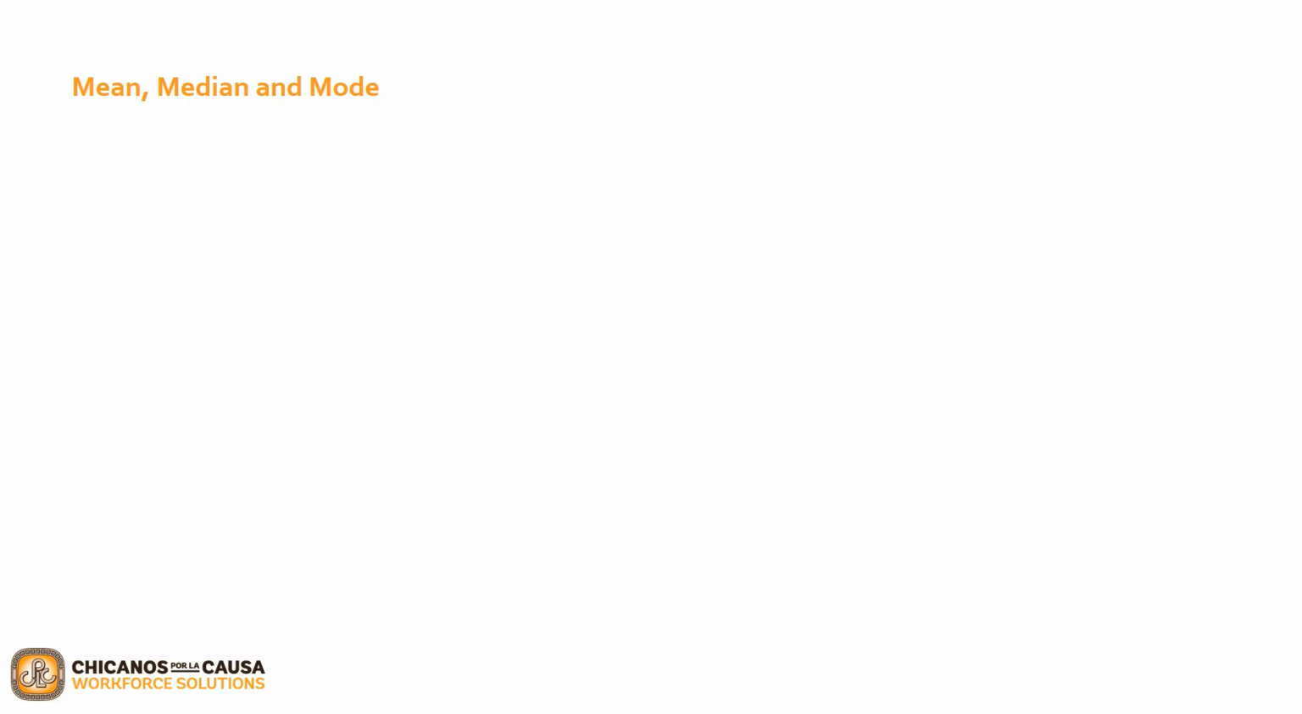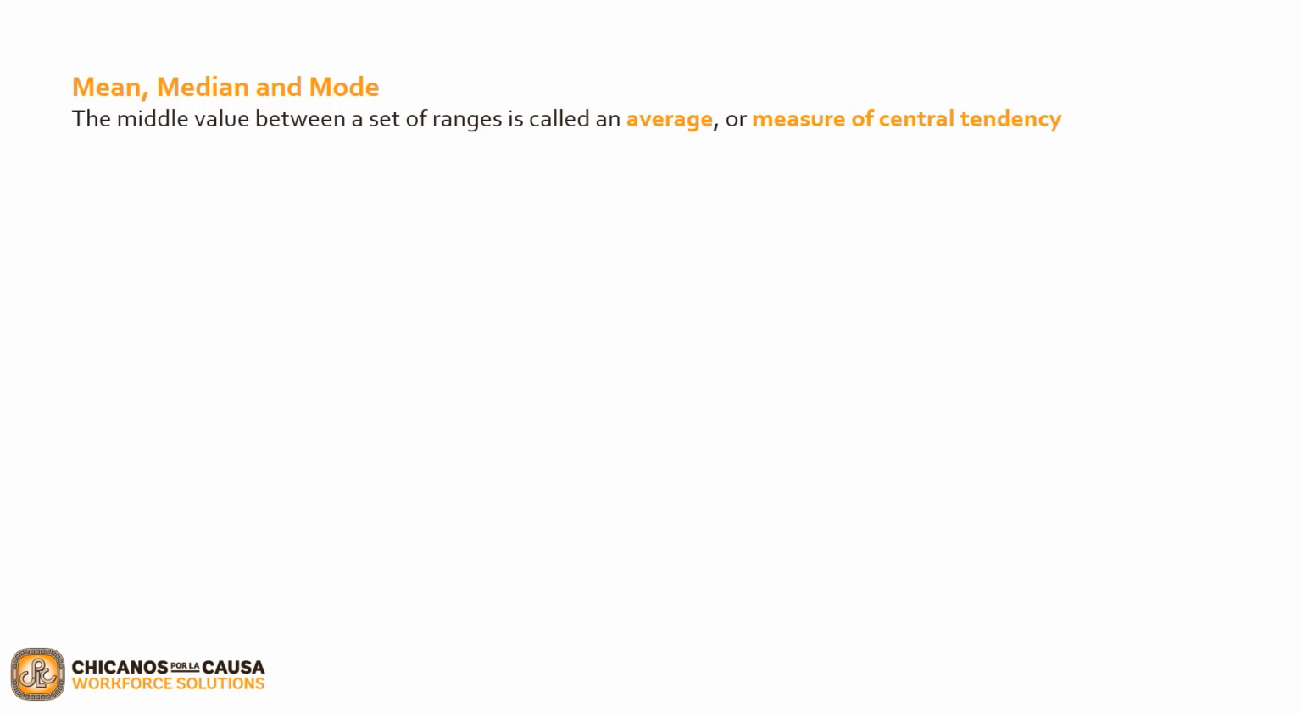So in this particular section, we're going to talk about the mean, median, and mode. The middle value between a set of ranges is called an average, or measure of central tendency. So mean is a synonym of average. If there is ever a problem on the GED test that asks you to find the mean, they're actually asking you to find the average. The most common type of average, again, is called the mean.